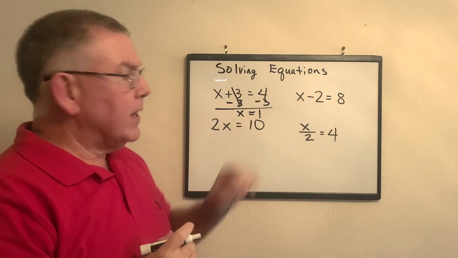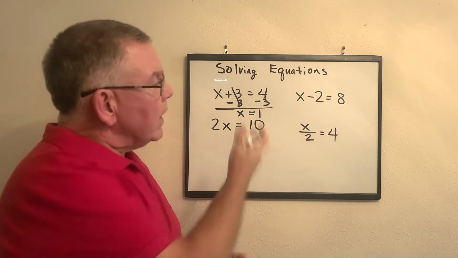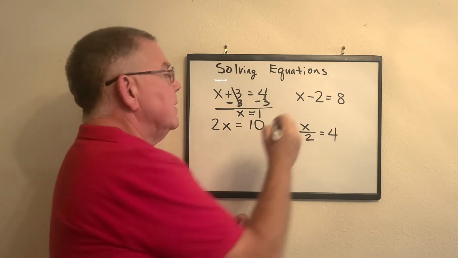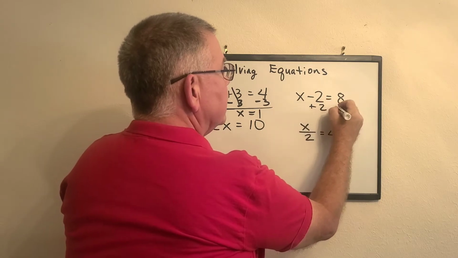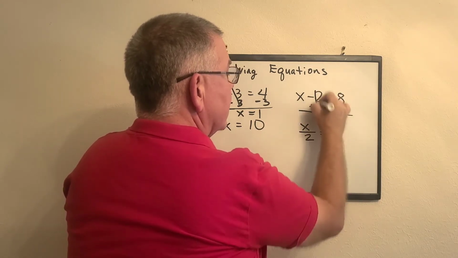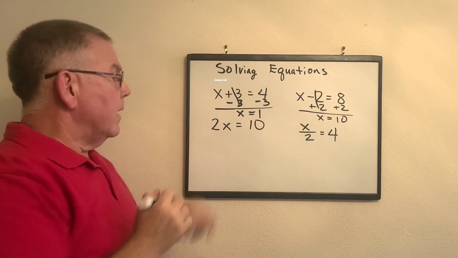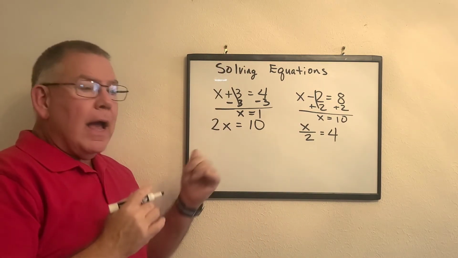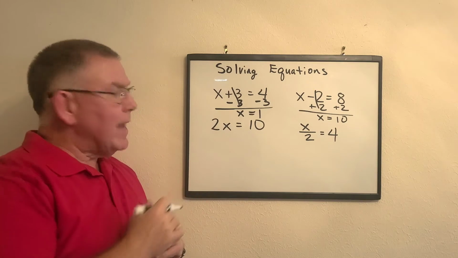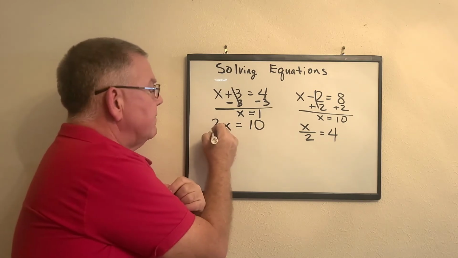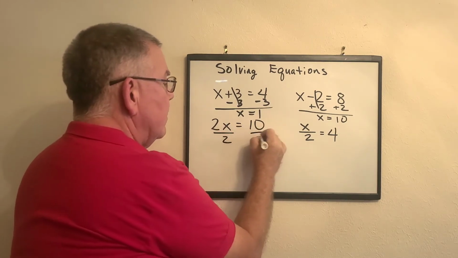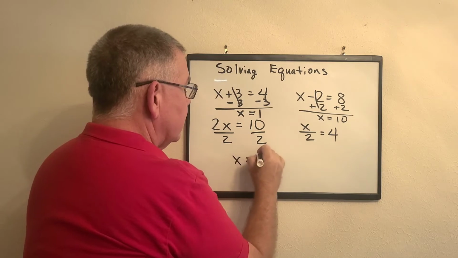Okay, coming over here, I have subtraction, so we're going to undo subtraction with addition. So I'm going to add 2 to both sides. That's a zero pair, x equals 10. Now, coming here, I undo multiplication. I have 2x equals 10, so I'm going to divide both sides by 2, and x equals 5.